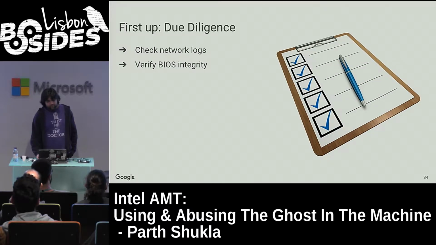So some due diligence first. A colleague of mine checked network logs for everyone who ever talked to any of the AMT ports on that machine. Answer was all internal, known IPs and people, nothing to worry about. I collected a BIOS dump using GER. So GER is Google's incident response tool. It's open source.